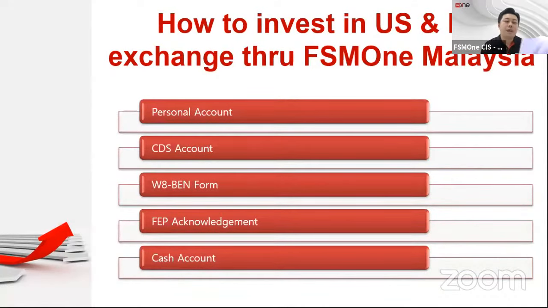So first of all, you will need to have a personal account in FSMOne in order to start trading in the US and Hong Kong exchanges. For some investors that only have a beneficiary account, you will need to open an additional personal account for trading purposes. After the personal account is activated, you will need to open a CDS account with FSMOne.